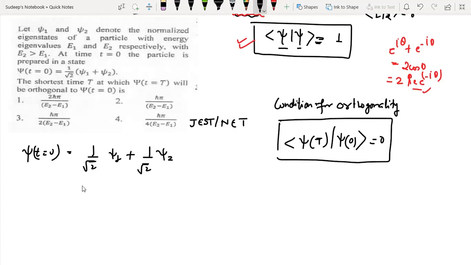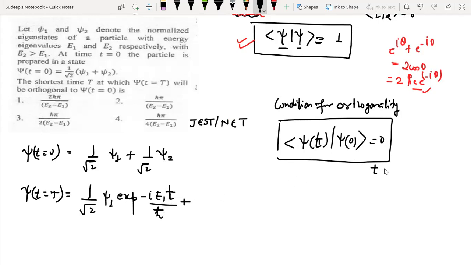So at any later time t, that is capital T, my wave function would be simply 1 upon root 2 psi1 exponential minus iota E1 t upon h bar ket plus 1 upon root 2 psi2 exponential minus iota E2 t upon h bar ket. I will write at time t equals to capital T; that would be better.